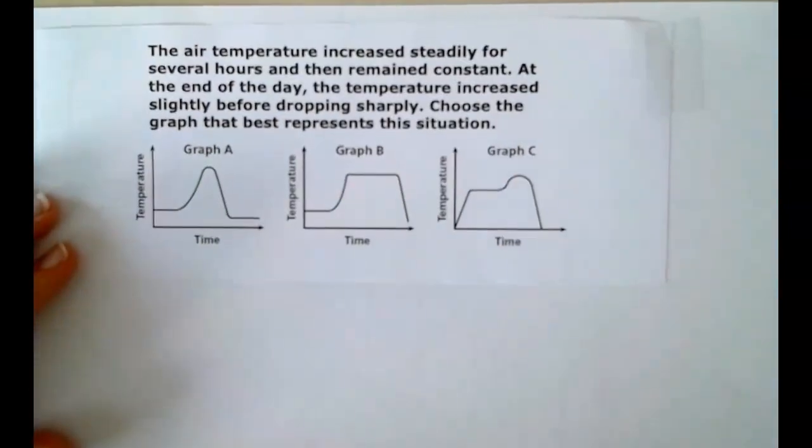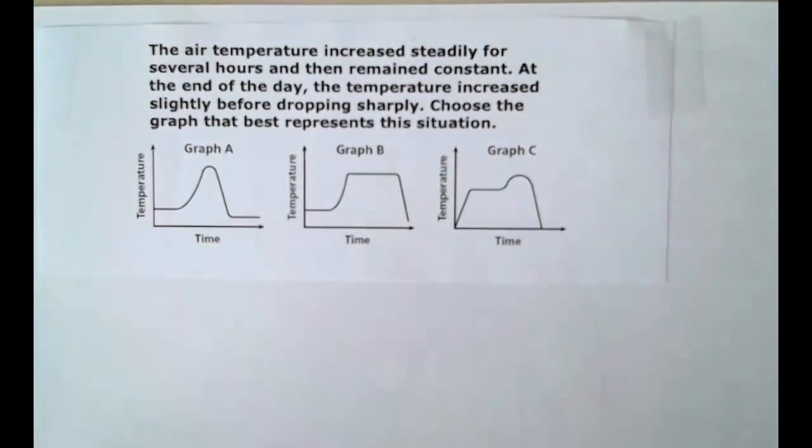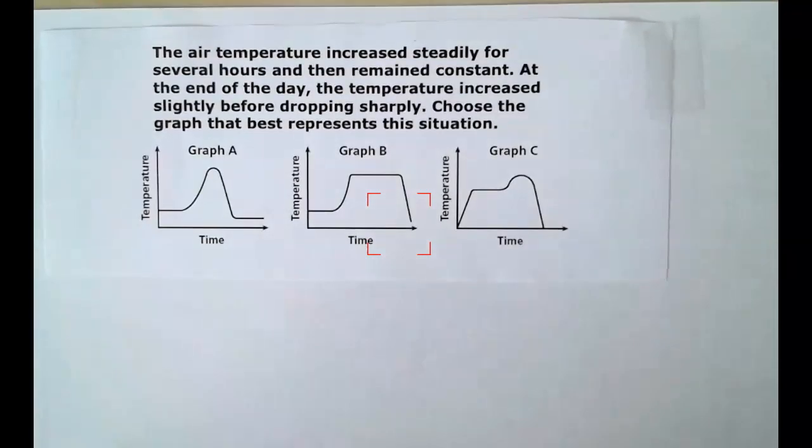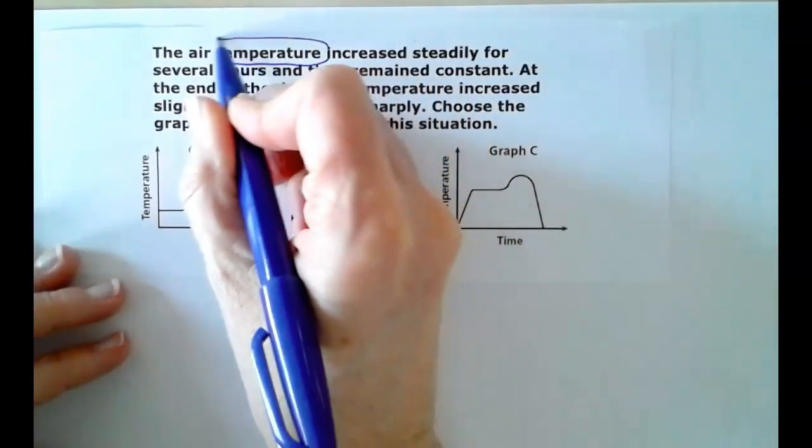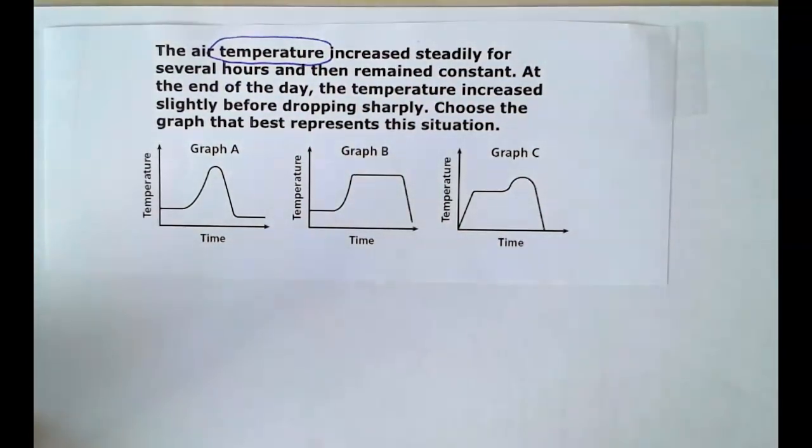Next, the air temperature increased steadily for several hours and then remained constant. At the end of the day, the temperature increased slightly before dropping sharply. Choose the graph that best represents the situation. So right away, I see the word temperature. Temperature is a measurement of heat. So right away, we're measuring something. Right away, I'm thinking this should be continuous.